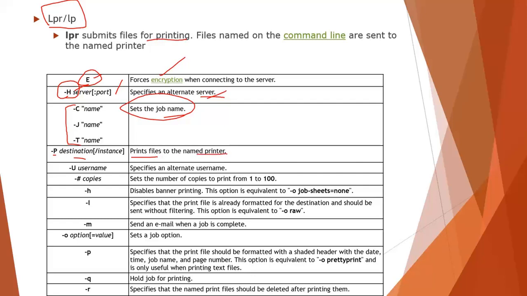You have specified some name to the printer, so that name will be used for displaying the information, or whatever print you want to print. So it is going to identify the name of the printer, and to that particular printer it is going to send the information. Again, you have U, which is going to specify an alternative username. Hashtag will represent how many copies you want of that particular file.